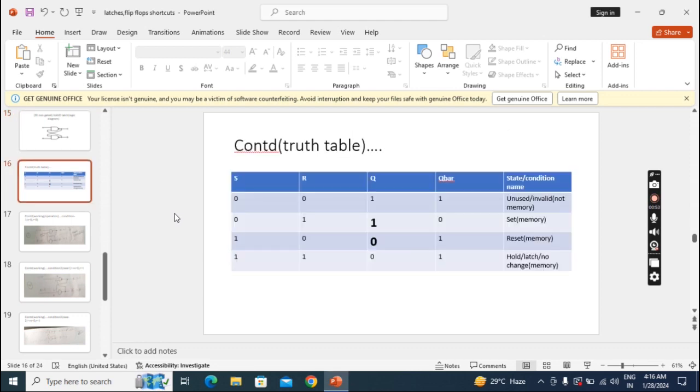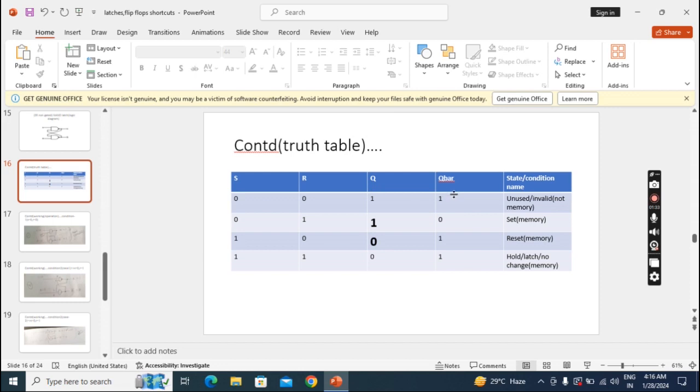Now we'll see the working. Generally this is the truth table. How we got this truth table I will explain in detail. First we'll see the truth table format. There are two inputs, so four combinations will come: 0 0, 0 1, 1 0, 1 1. And there are two outputs. For 0 0 I am getting 1 1, for 0 1 I am getting 1 0, for 1 0 I am getting 0 1, and for 1 1 I am getting 0 1 again. Here this is the state name or condition name.